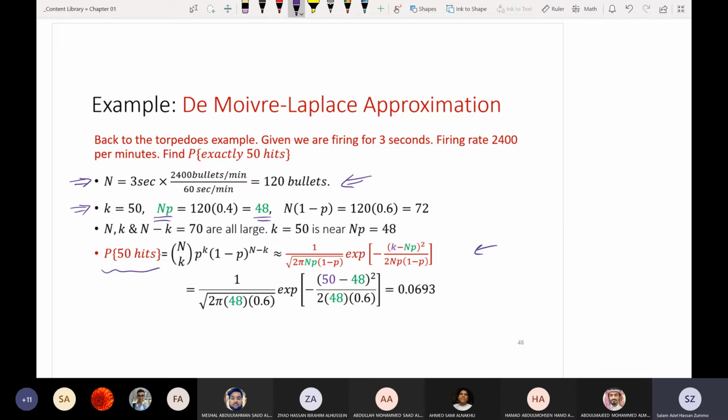So the probability of 50 hits, which is 120 choose 50, and we'll continue with this. If we calculate it using the Laplace approximation, it will be 0.0693. And if you do it yourself using the n choose k approach, you will find that this is not very far.